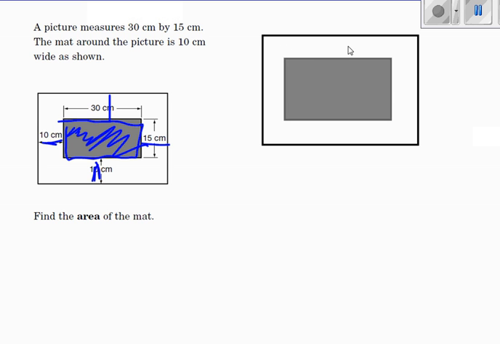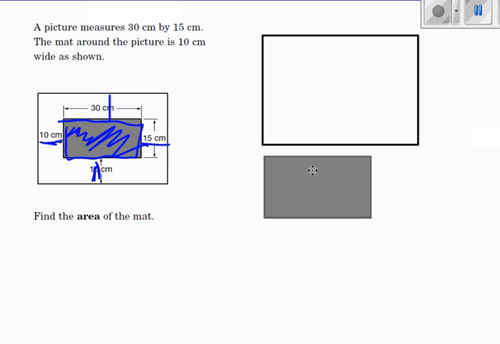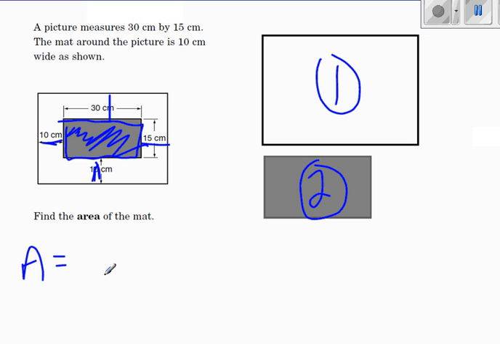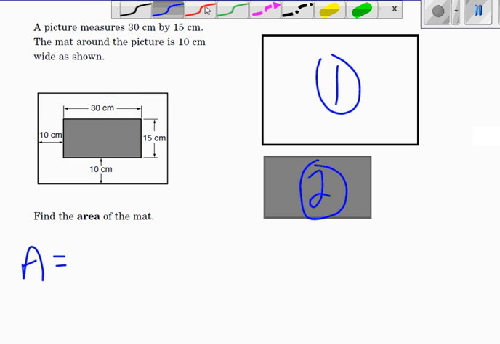So to find the white area, I'm going to find the area of the entire rectangle here in white, and then I'm going to subtract the area that's represented by the picture in gray. So this is just two length times width questions. So let's look carefully at this white area. We need its dimensions, obviously, in order to find the area. We need length and width.